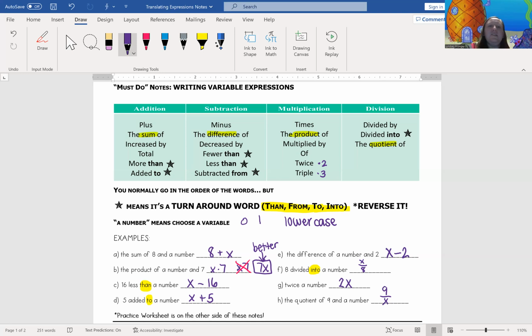Once again, as you're doing these questions, first of all, identify what operation it's talking about. See if there are any turnaround words where you are going to have to reverse the order a bit, and if not, you just go in the order it says. The practice worksheet is on the other side of these notes. And if you are going to end up doing the Aspire to section, those notes will be right below these notes on the same side of the page.